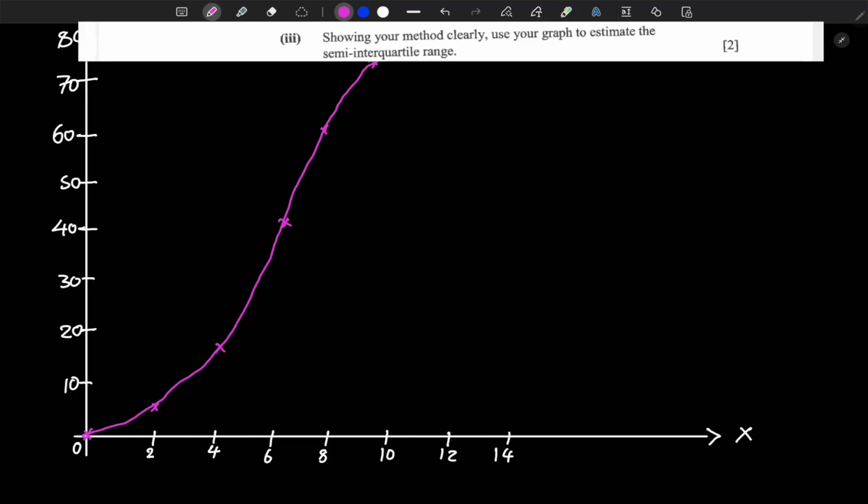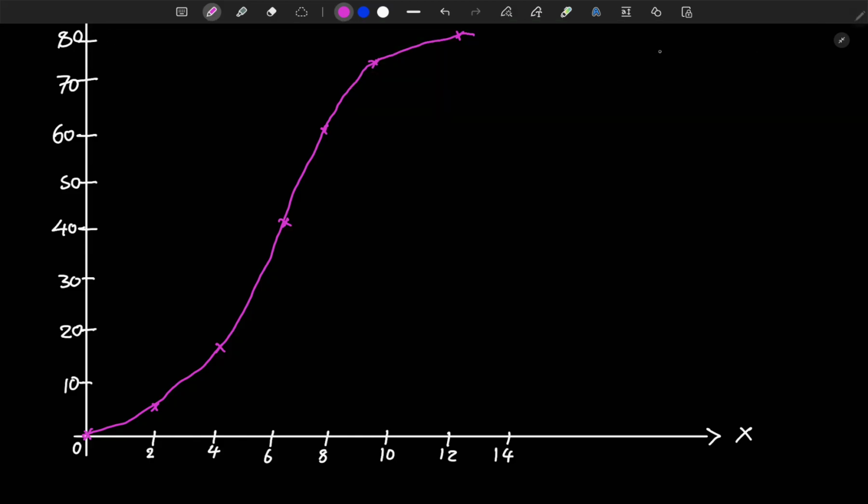So we have the last question. Showing your method clearly, use your graph to estimate the semi-interquartile range. So the semi-interquartile range is given by this formula: IQR is equal to quartile 3 minus quartile 1, divided by 2. So we need to find quartile 3, the upper quartile.